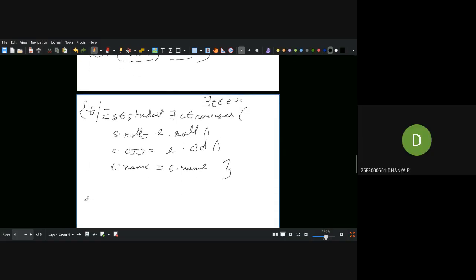Sir, can I ask something? Yes. Here in the first line you have written S element of student and C element of courses, no? That is equivalent to the from statement in SQL query, no? Yes, and this first T represents the select.